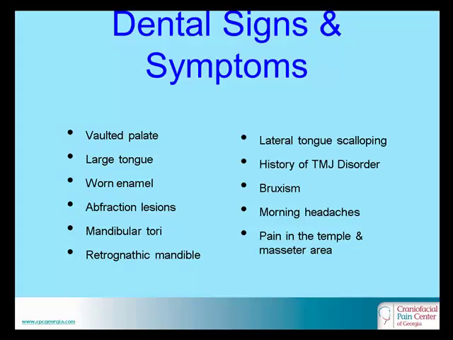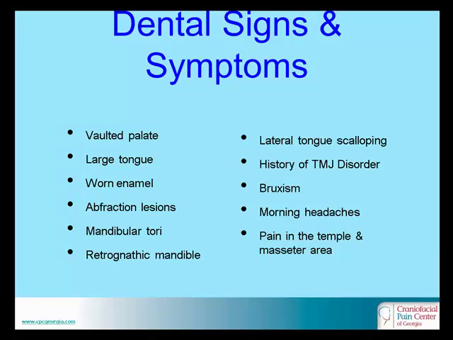So if we change gears a tad and look at dental science, what are some of the things that could just stand right out there and give you an idea of maybe asking questions? One of the biggest ones is the vaulted palate. Underdevelopment of the maxilla can play a significant role, contributing to sleep apnea from the standpoint of the nasal passages being very restrictive. But then you've got simple things: large tongue, worn enamel, abfraction lesions that you might see like class 5 lesions, a mandibular torus, a retrognathic mandible.